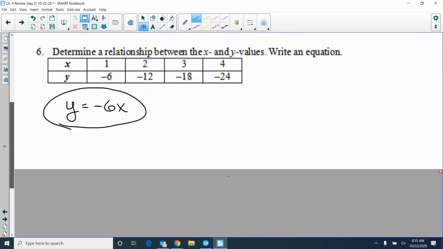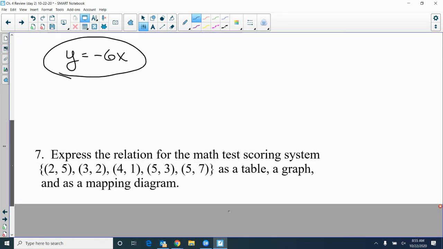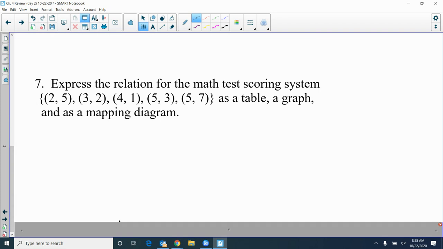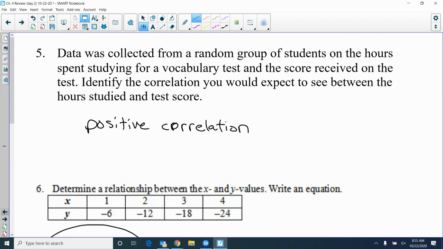Alright, now we're at number 7. This says express it as a table, a graph, and a mapping diagram. This is where you have that extra sheet there. This is so we can organize a little bit better. So put the answer to number 7 on here. It's just gonna save you a little bit of time. The first thing it says is a table, a graph, and a mapping diagram. Well, the first thing is the graph.